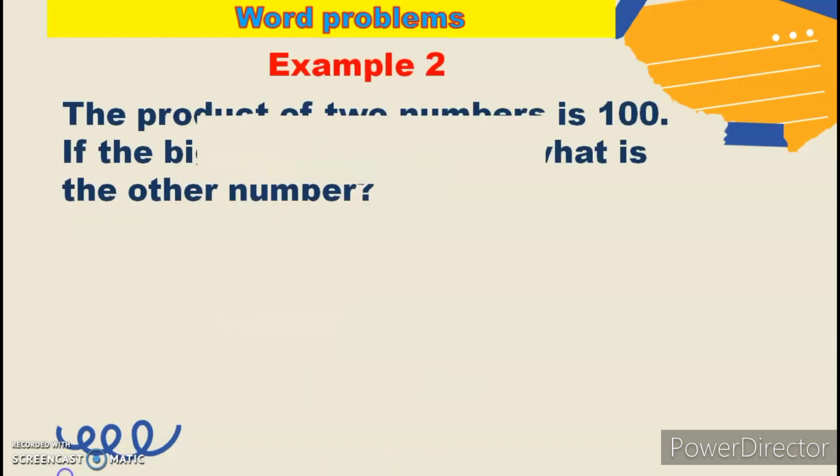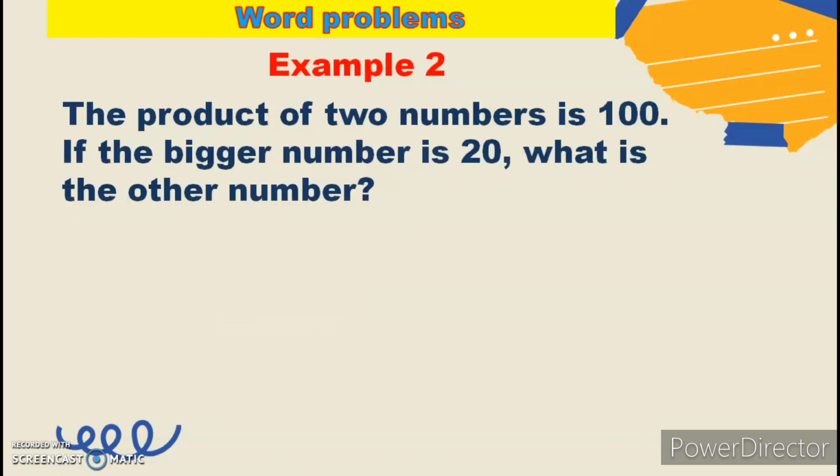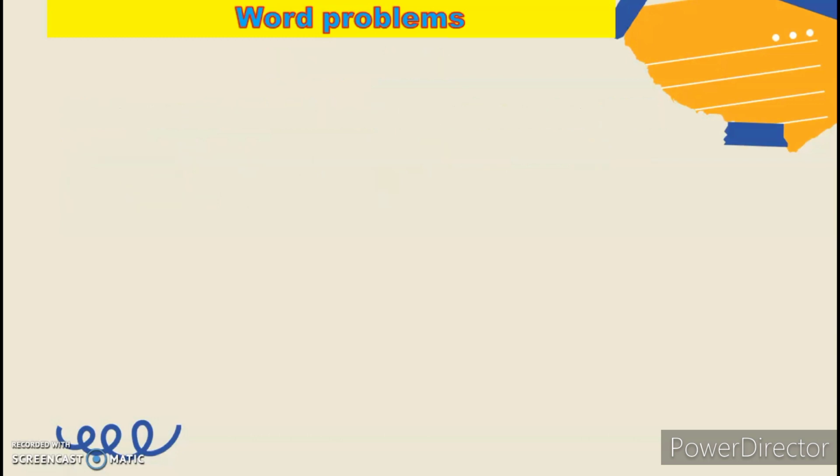So I look at example 2 on word problems on open sentences. The product of two numbers is 100. If the bigger number is 20, what is the other number? Now, in this case, what is the meaning of product? Product means multiplication. So the product of two numbers is 100. The bigger number is 20. 20 multiplied by a number gives me 100. What is that number?